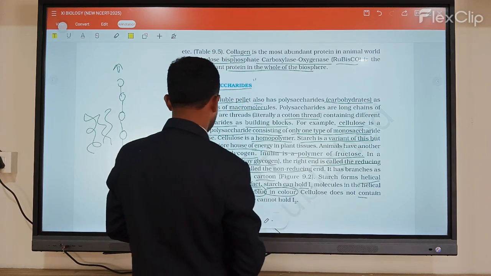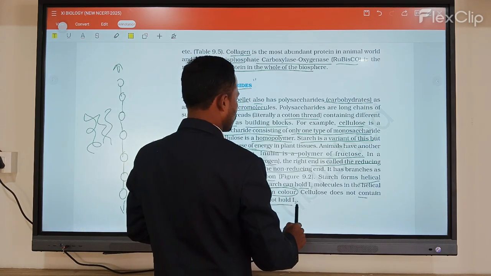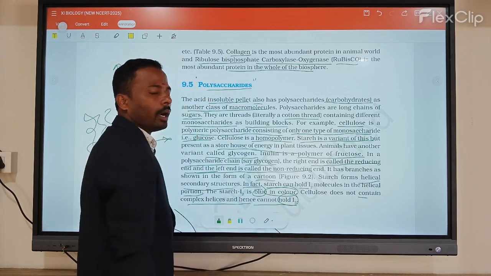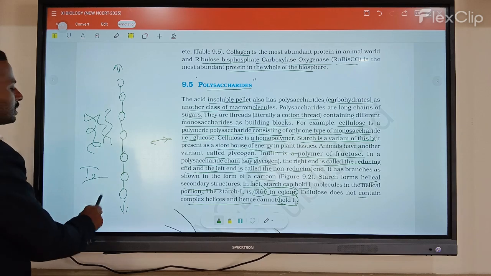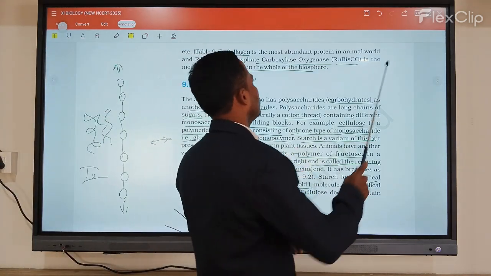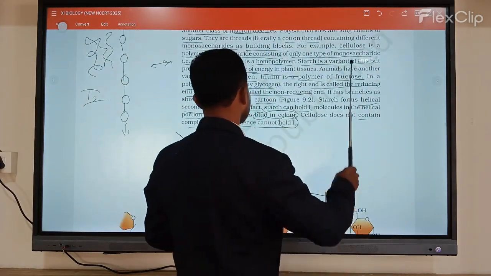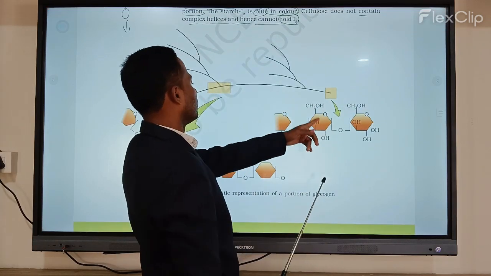Cellulose does not contain complex helices, and hence it does not hold I2. So cellulose does not contain what? I2. Okay, next. They are given clearly.